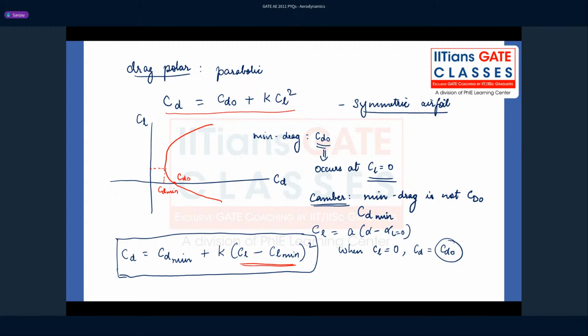We never use this equation. Why? Because in most scenarios, CD naught and CD minimum are close to each other, so the difference is not really dramatic. Your drag polar is going to be almost symmetric, but strictly speaking, it is not going to be symmetric for cambered airfoils. It's going to be symmetric only for a symmetric airfoil, right?